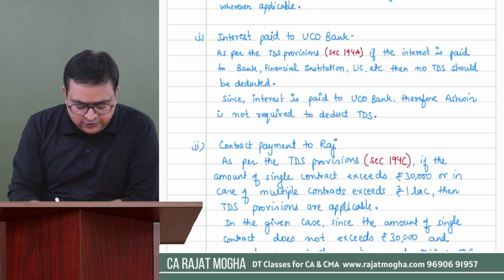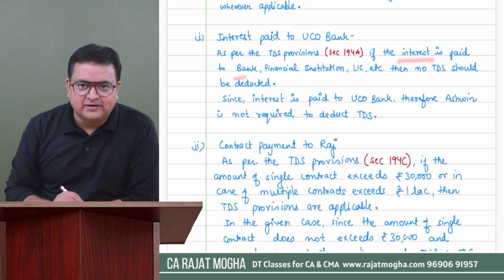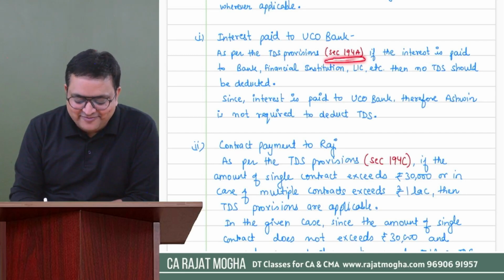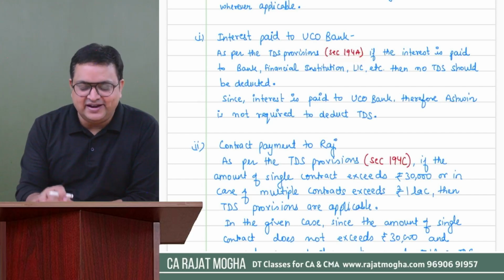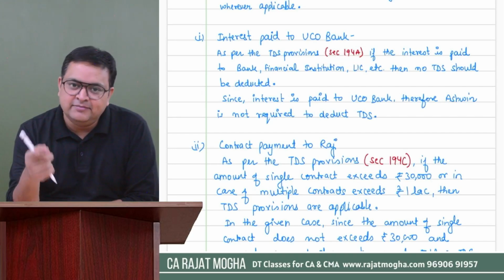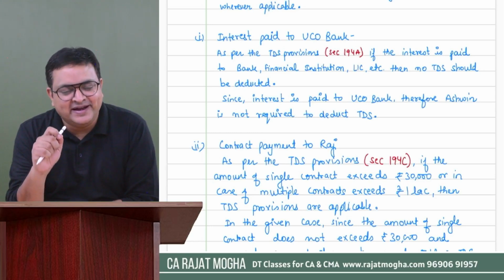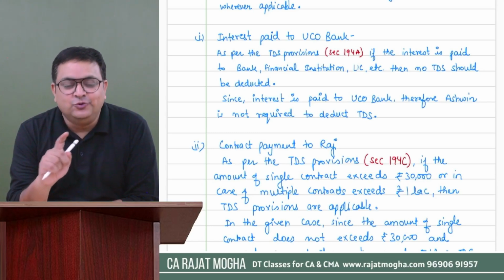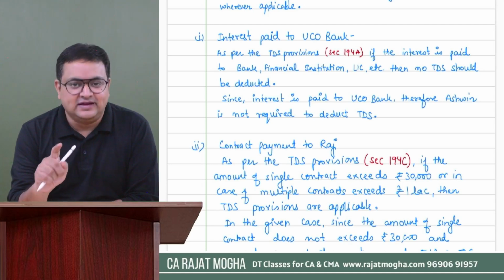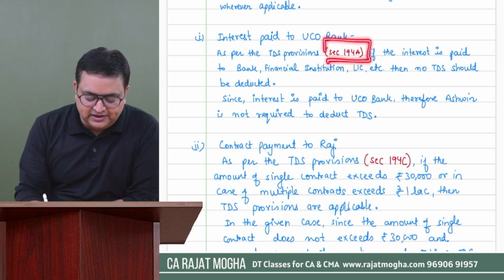So how you can write as per the TDS provisions, if the interest is paid to bank. See, here I have mentioned this section number in a different color, in red color. Why? Because this is optional. If you remember the section number, please go and quote it. But in case you forget the section number in examination, then please do not quote any wrong section number, right? You can skip that section number. So this is your optional.